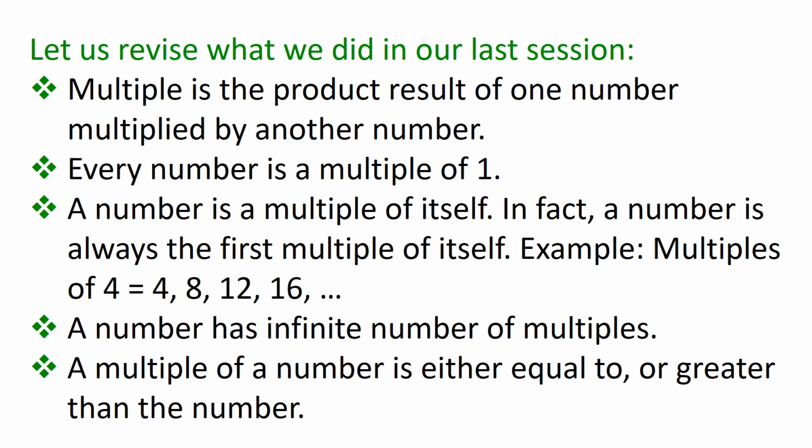Example, multiples of 4 are 4, 8, 12, 16 and so on. The first multiple is 4, which is the number itself. Then a number has infinite number of multiples. Finally, a multiple of a number is either equal to or greater than the number.